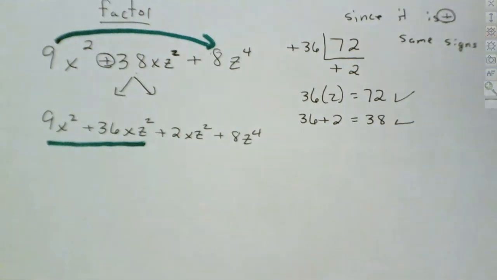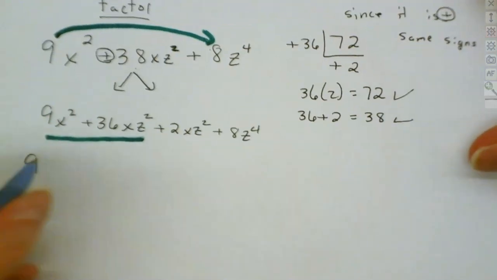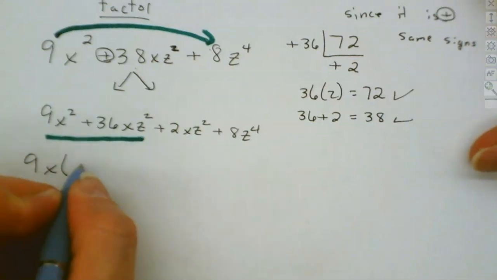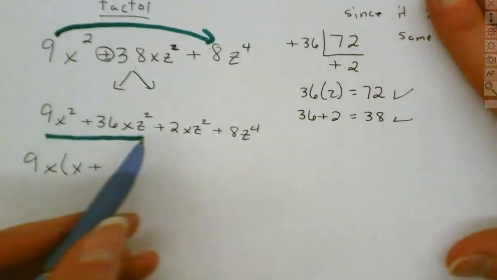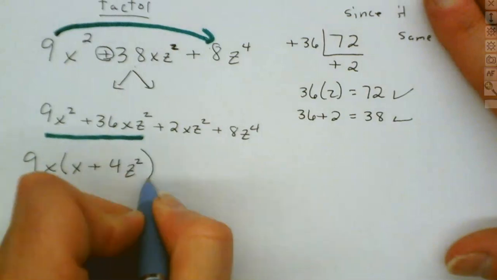So I'm going to group the first 2 pieces together. And what can come out of here? Well, these both have a 9 in common, don't they? Right, so these have a 9 and an x in common. And that leaves you then with an x, and 36 divided by 9 should leave you with a 4, doesn't it? 36 divided by 9, that leaves you with that 4. I always double check things to make sure I don't make a mistake. So 4 is left over, and z squared.